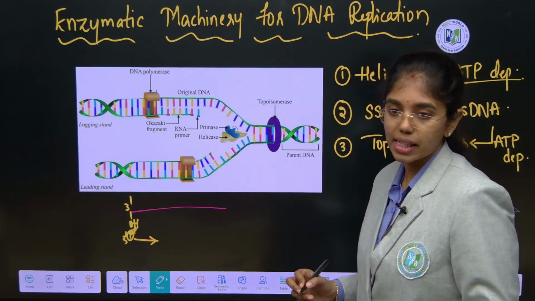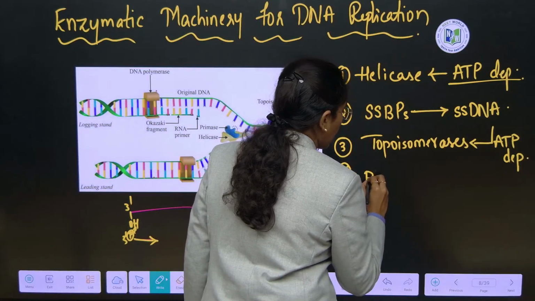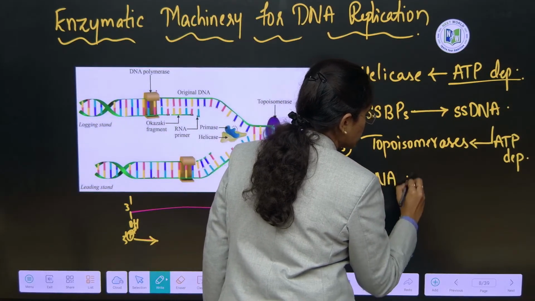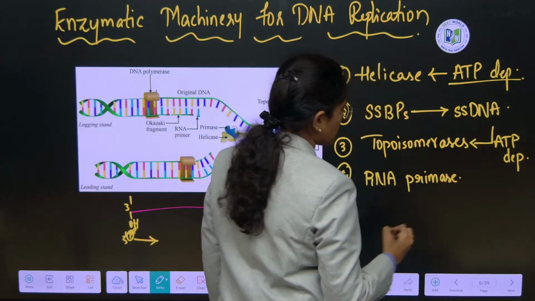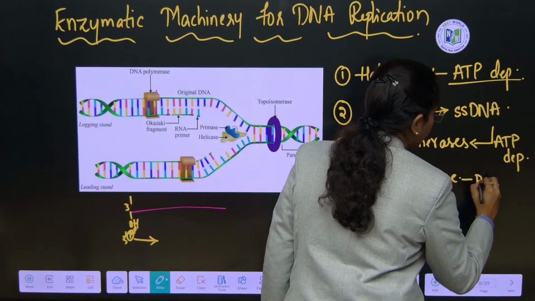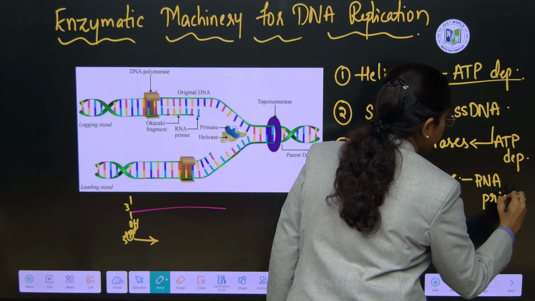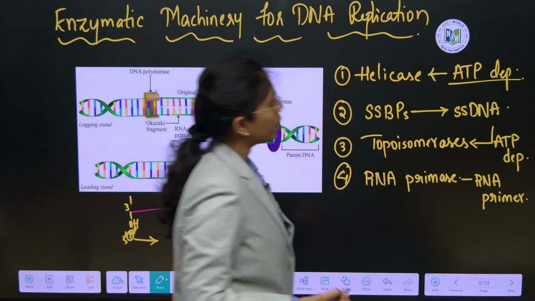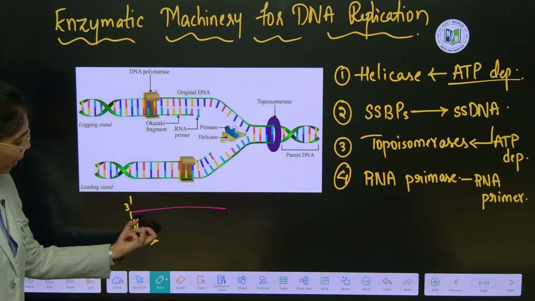RNA primase enzyme. So the fourth enzyme is RNA primase enzyme. This RNA primase enzyme will add what? RNA primer. Fine, RNA primase will be adding the RNA primer. Now, this RNA primer should be removed.